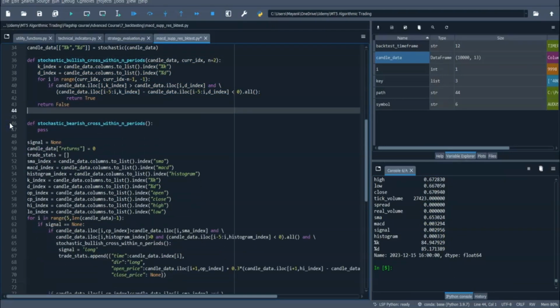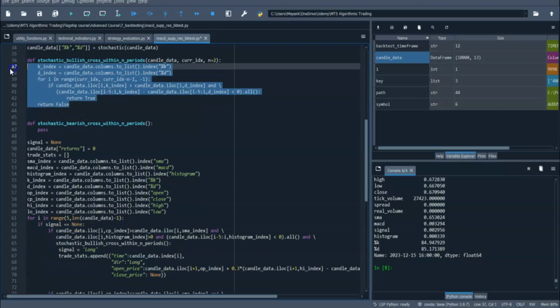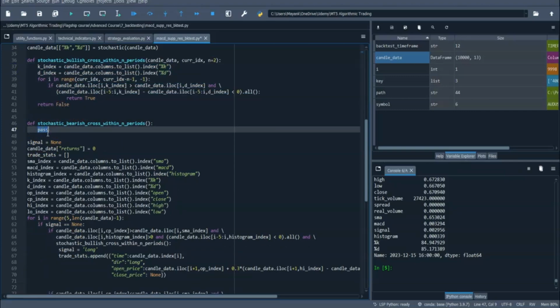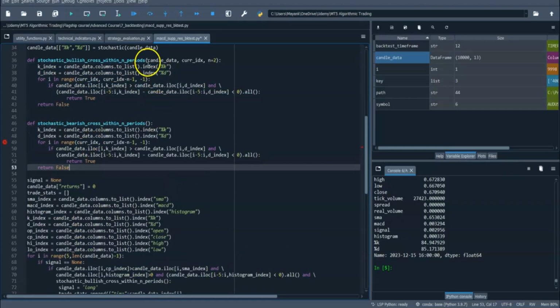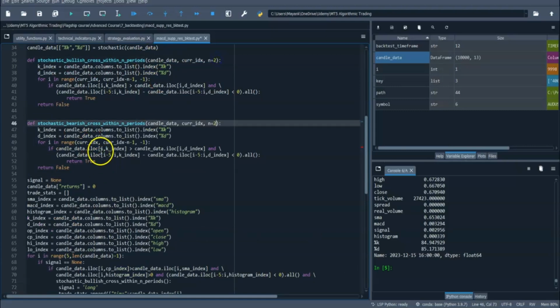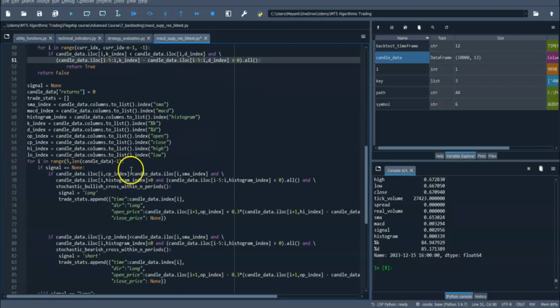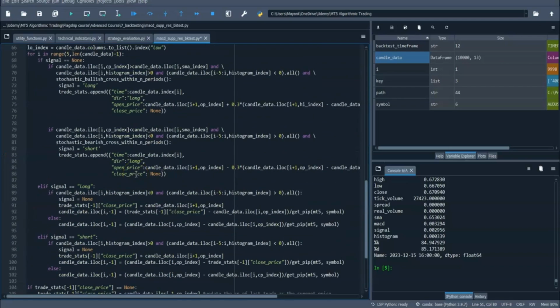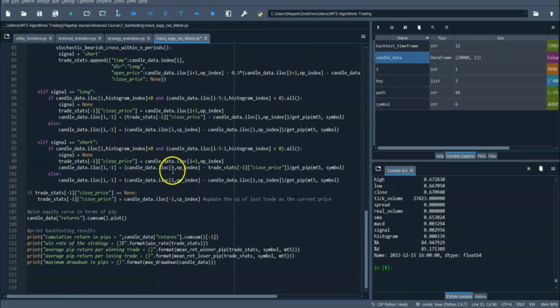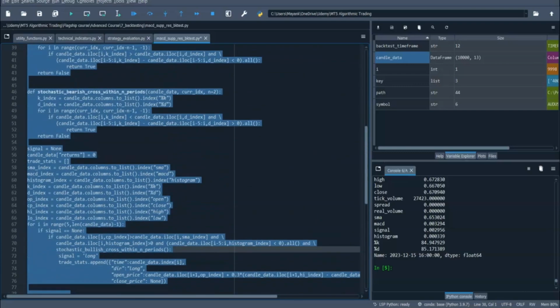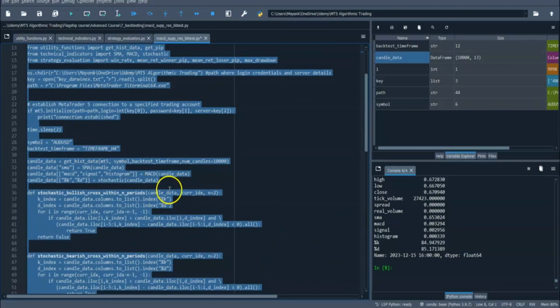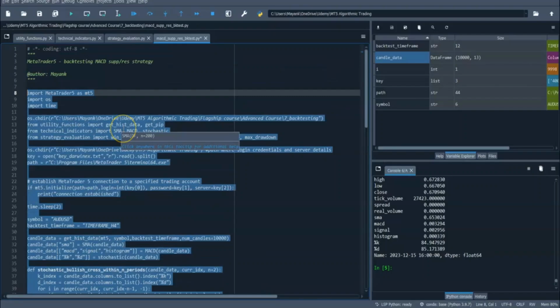Let me remove it. Now let me copy this whole thing and paste it for bearish crossover. Let me first give the arguments and let us change the crossover logic. This would be less than and this would be greater than. That's pretty much it. Alright, so I think this would take care of our code. Let me run the entire thing and let's see how this trade would have performed over the given backtesting period.